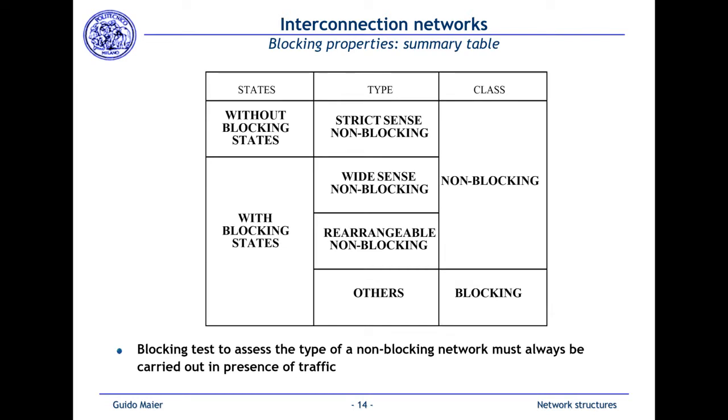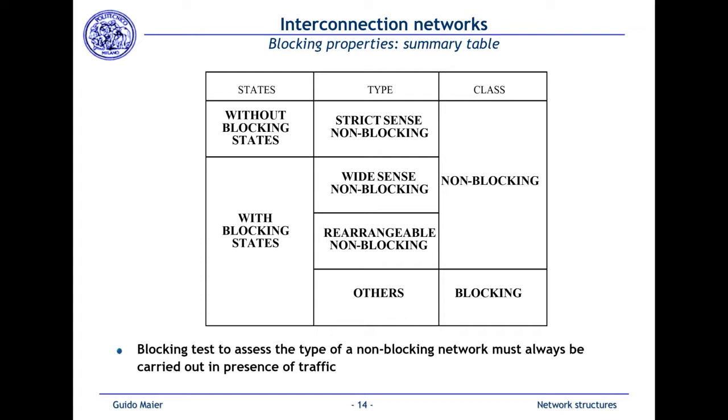So this is the global summary of all possible situations. You have this non-blocking category and blocking category. The non-blocking category is divided into rearrangeable, wide sense, and strict sense. In wide sense, rearrangeable, and blocking, you may have internal blocking states. Only with strict sense non-blocking, you never have internal blocking states. Okay. So in the wide sense and in the rearrangeable non-blocking case, you are able to work around this problem, in the wide sense by routing the connections in a suitable way, and in the rearrangeable by switching off active connections in some cases and switching them on again after you have also routed the connection that you want to set up.